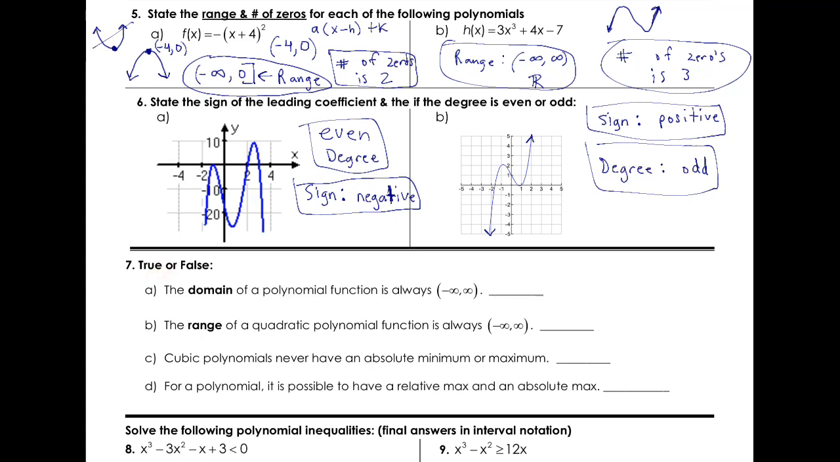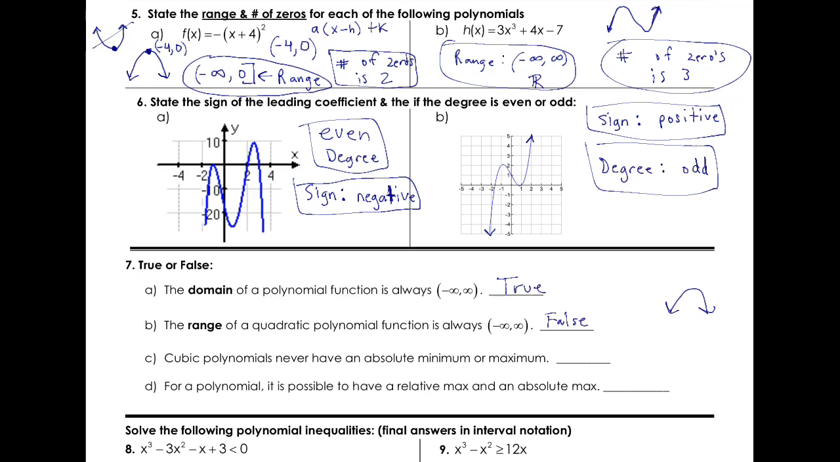Moving along to number 7, we have true or false questions. The domain of a polynomial function is always negative infinity to positive infinity. Well, yes, if it's a polynomial and it's a function, then yes, that would be true. That would be an arrow on both sides, which means it's going to go left forever and it's going to go right forever. The range of a quadratic polynomial function is always negative infinity to positive infinity. That's incorrect because I could have one that looks like this, and while that might go down forever, it's not going to go up forever, so that would be false.